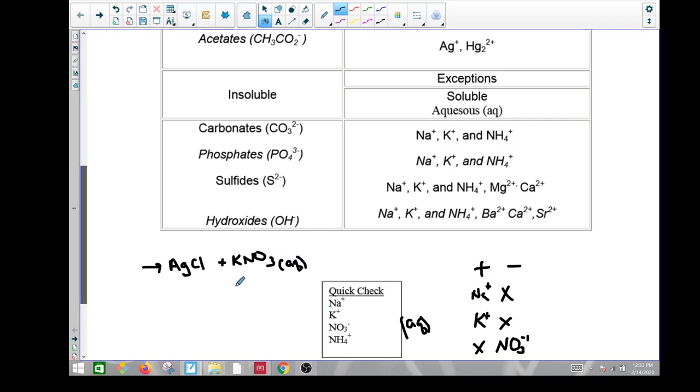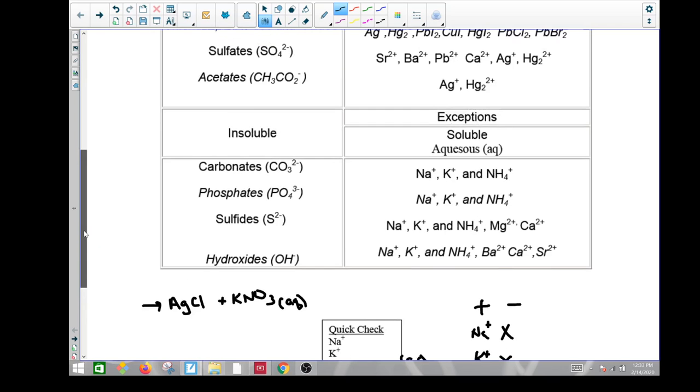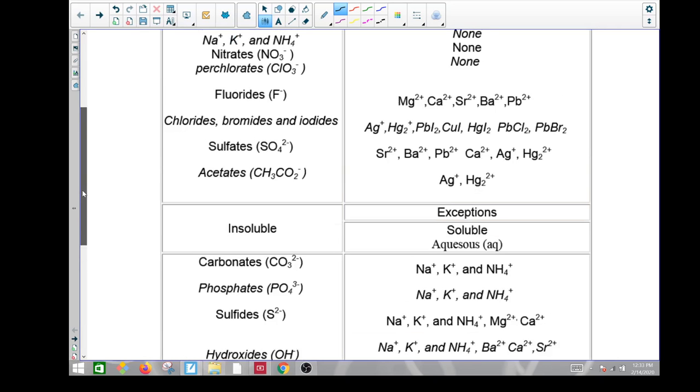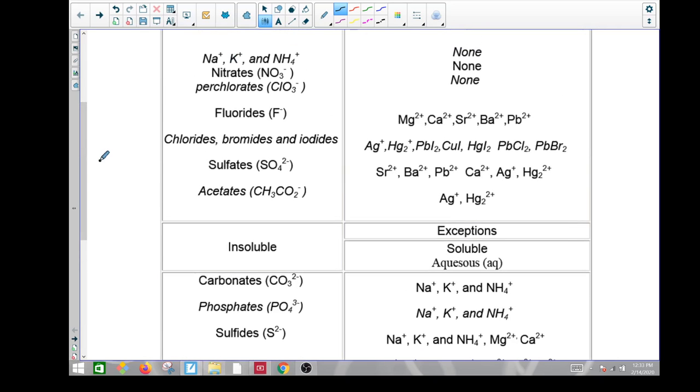Okay. Now what about this one, AgCl? For this one, we use our chart. There's no quick check present. This particular chart works off of the anion. For AgCl, this is my anion, and this is a chloride right there. So look for the anion in this list. It's going to be here someplace. It's not a 100% comprehensive list either. It's just generalizations, so not everything.